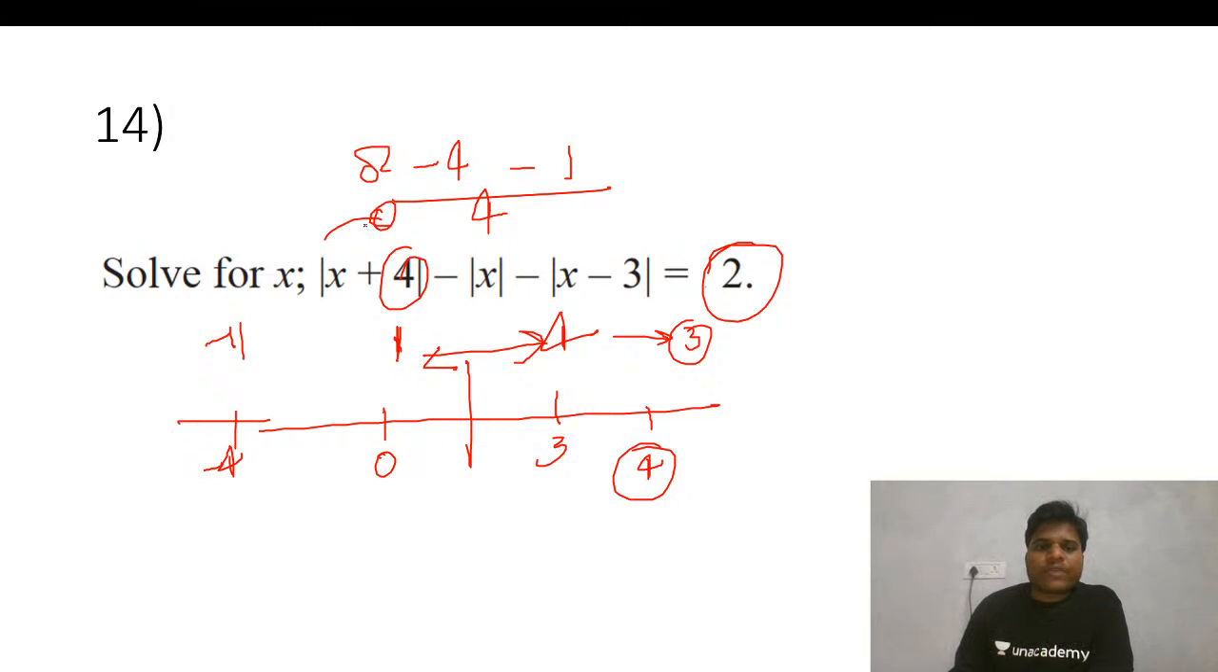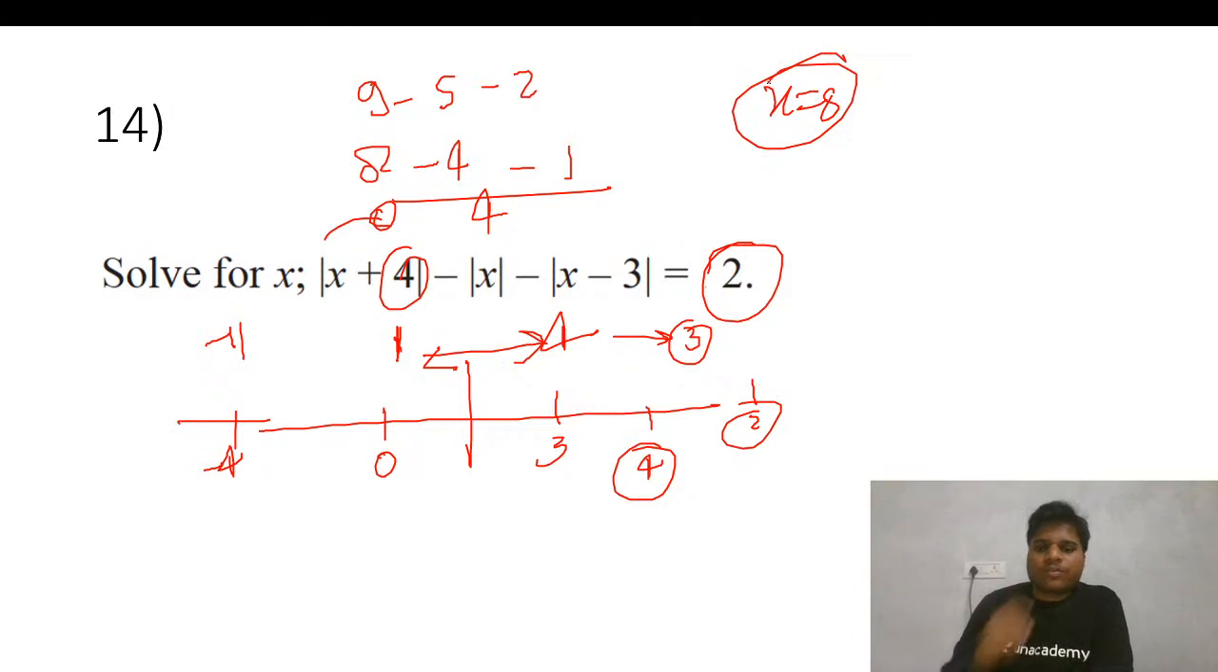So let's check for the 5. So 5 4 9 minus 5 minus 2, 9 7 2. So one solution is 5, one solution is x equal to 5.